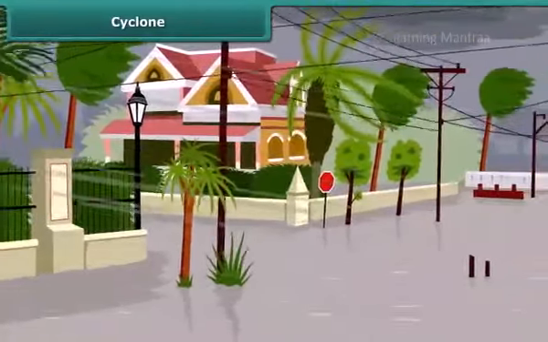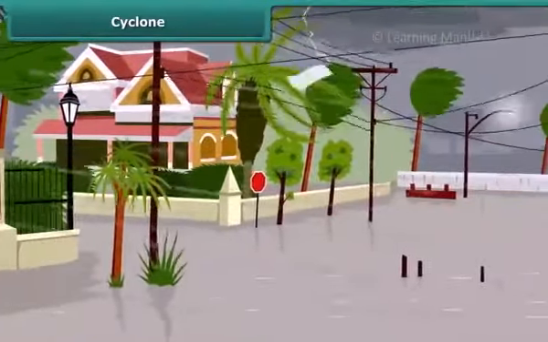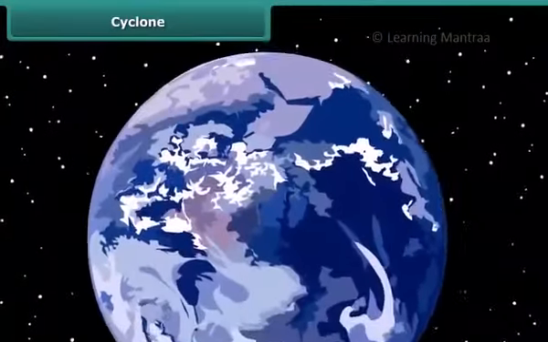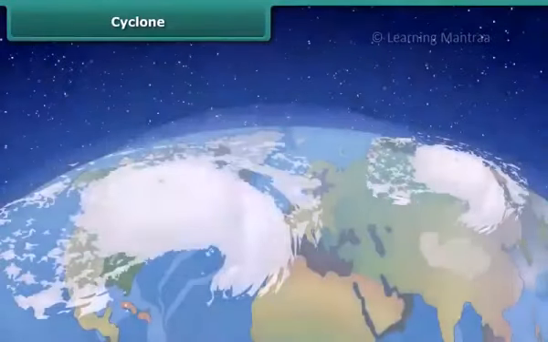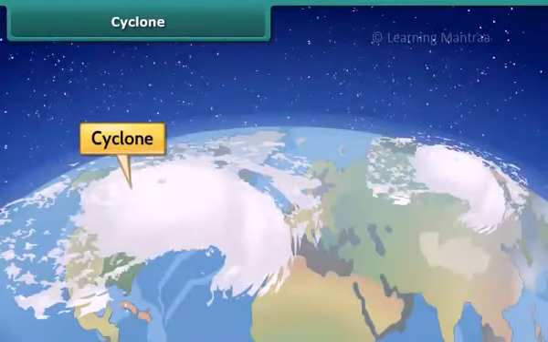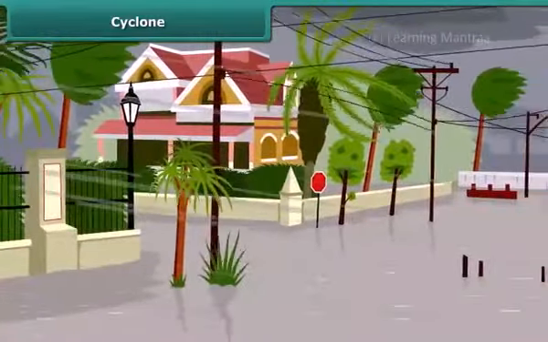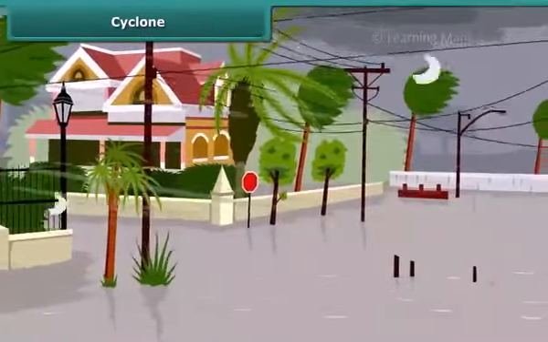Cyclone. You must have heard about cyclones. Why do we get afraid of its name? Cyclones are huge revolving storms caused by high-speed winds rotating around a central area of low air pressure. We know how a thunderstorm forms. Let us see how it becomes a cyclone.